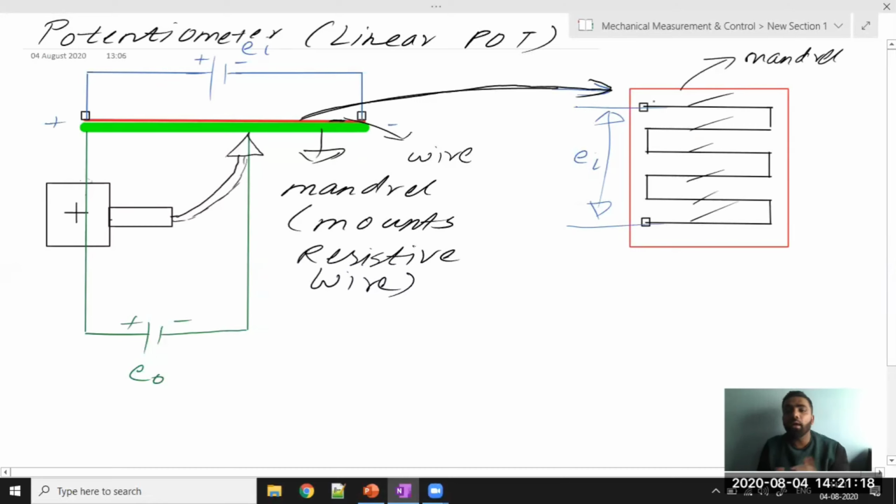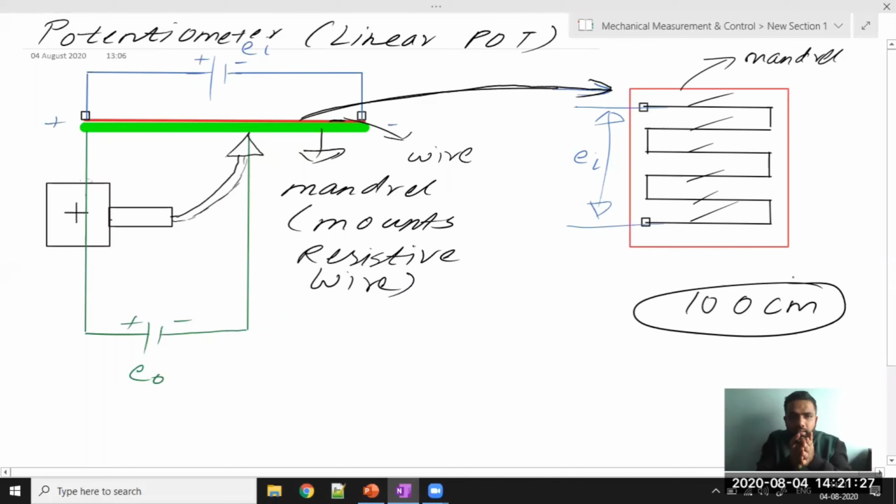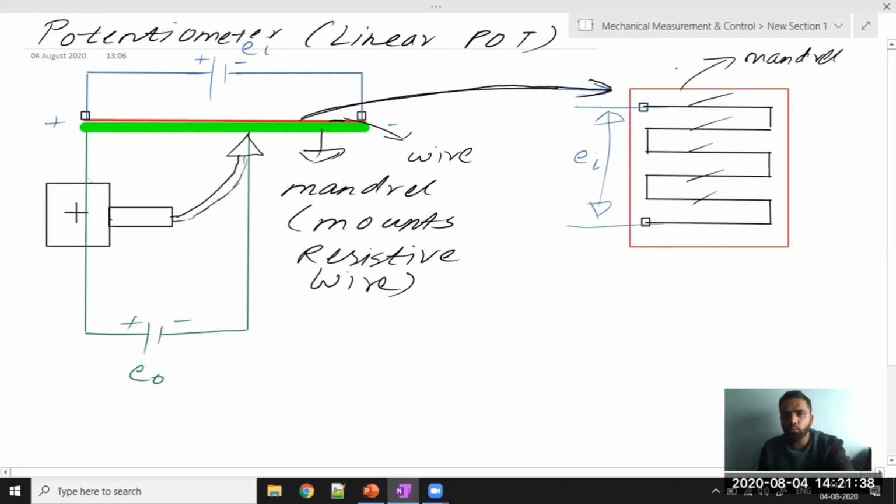Now the wire length can be up to 100 centimeter. If we keep the 100 centimeter in an open form, the length of the potentiometer will become very large. To make it compact, we try to fold this wire in series. Suppose the length is 60 centimeter. So this will be 10 centimeter, again this will be 10 centimeter, this will be 10 centimeter, this will also be 10 centimeter, and this will also be 10 centimeter.